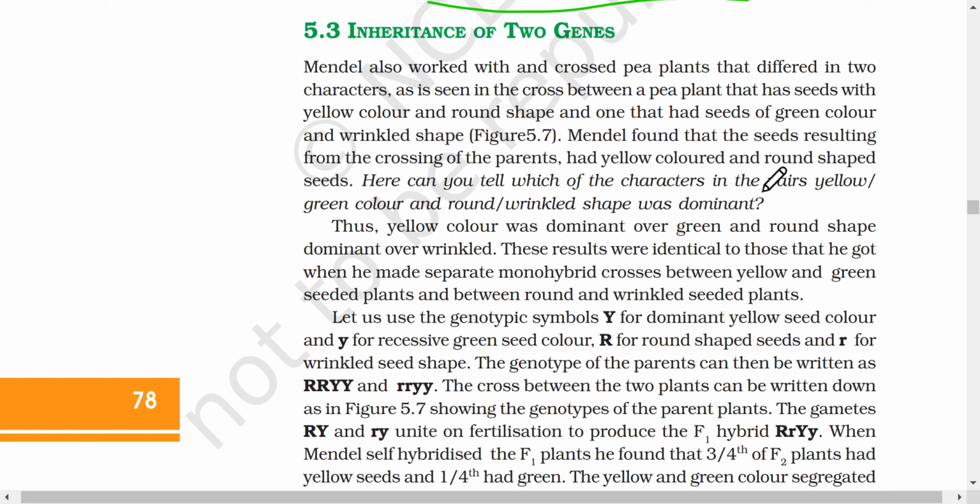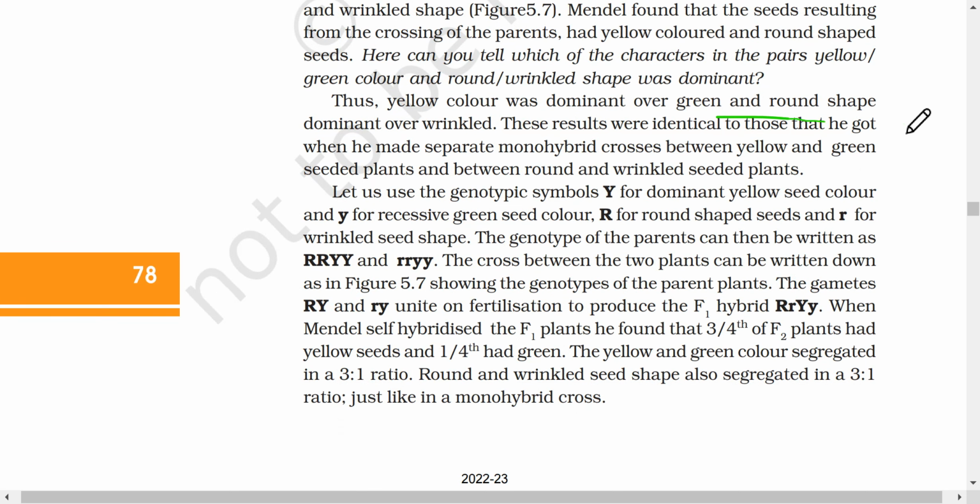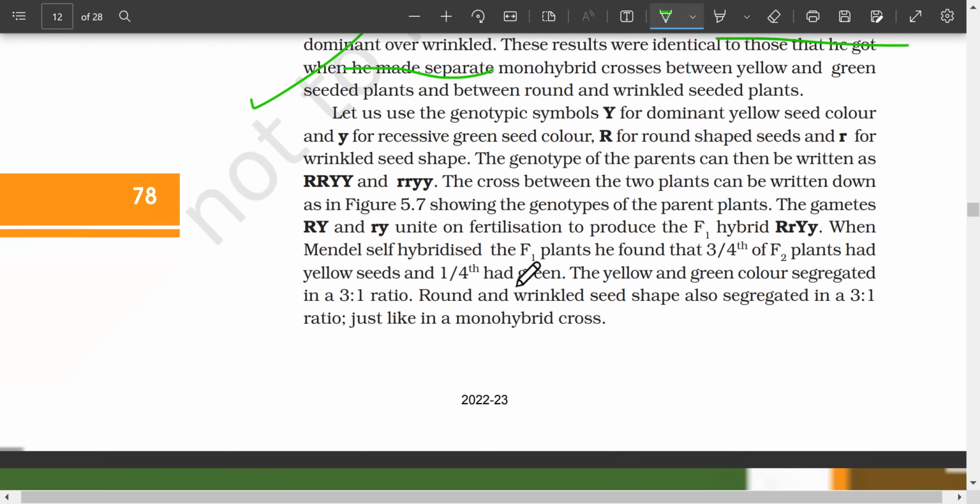ठीक, यानी इसका मतलब जब F1 आया, F1 में जो एक्सप्रेस होता है वही डोमिनेंट है, यानी येलो कलर इज डोमिनेंट एंड राउंड शेप इज डोमिनेंट. Thus, yellow color was dominant over green, round shape dominant over wrinkle. F1 से ही पता चलता है. These results were identical to those that he got when he made separate monohybrid crosses between yellow and green seeded plants. So monohybrid से different था.